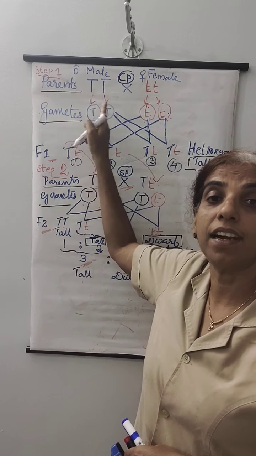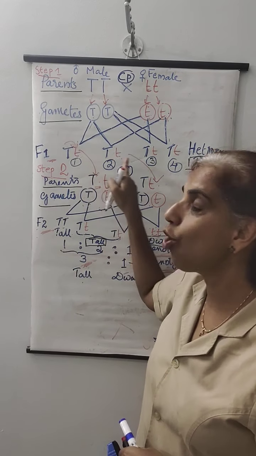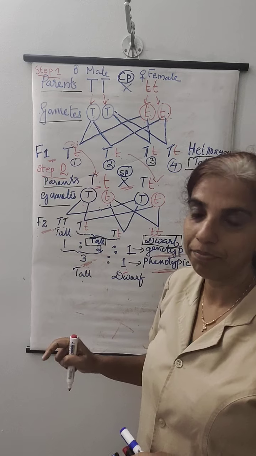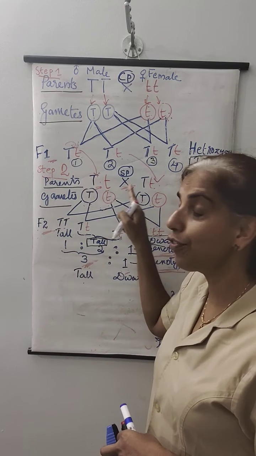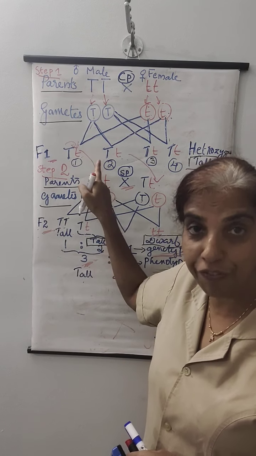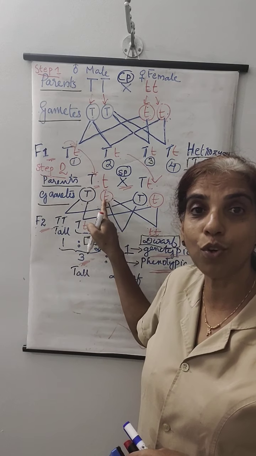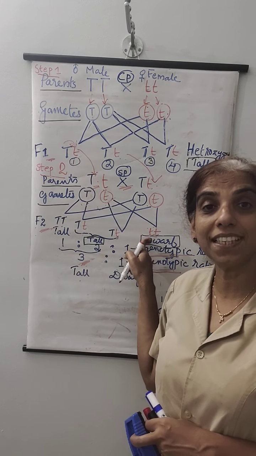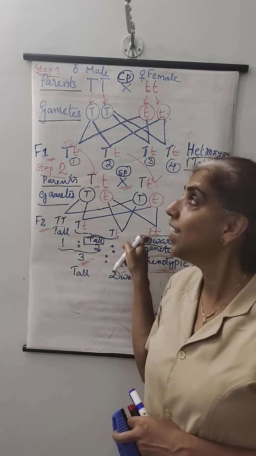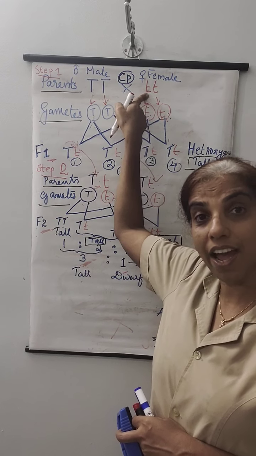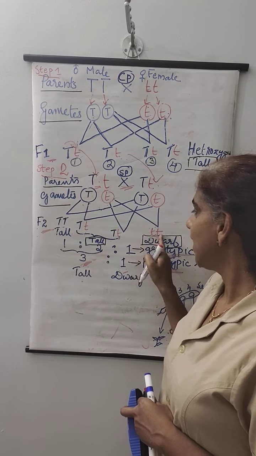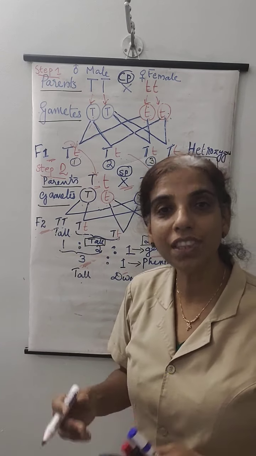So from this you could understand that the first grandparents were homozygous. They got heterozygous tall. Then when these F1 heterozygous tall plants were crossed, a new character has originated, which was their grandparent's. So, here you are getting both the steps.